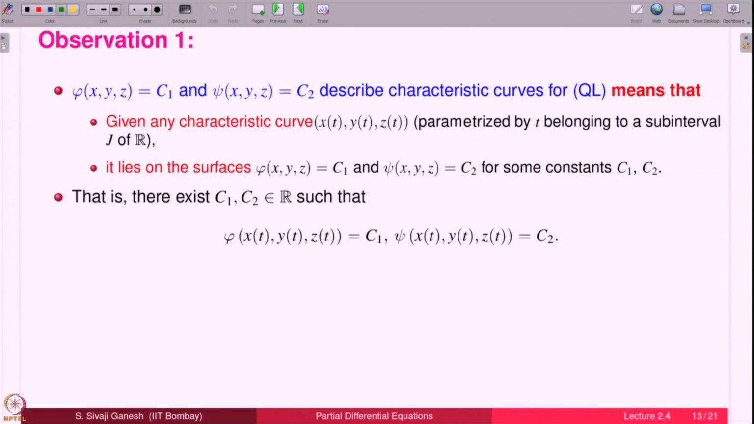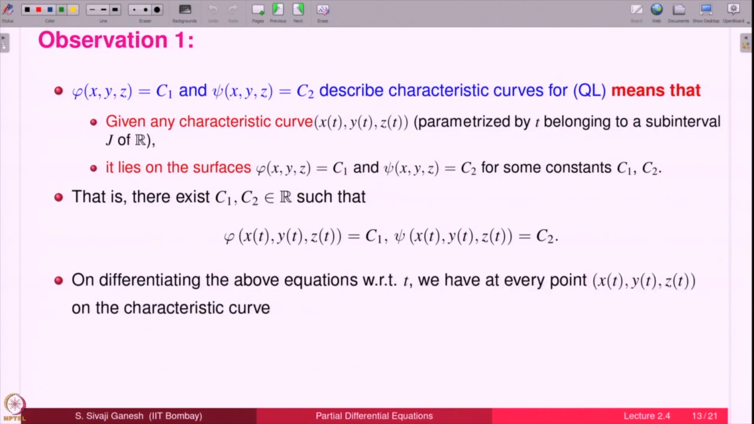So, it means that there is a C1 and C2 such that phi of x(t), y(t), z(t) equals C1 and psi of x(t), y(t), z(t) equals C2. Now, once we have this, we differentiate both these equations with respect to t, and we get (A, B, C) dot grad phi is 0 and (A, B, C) dot grad psi is 0.